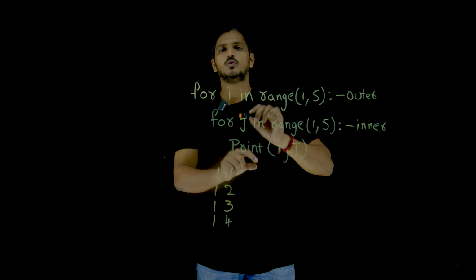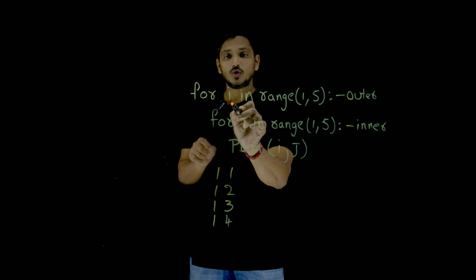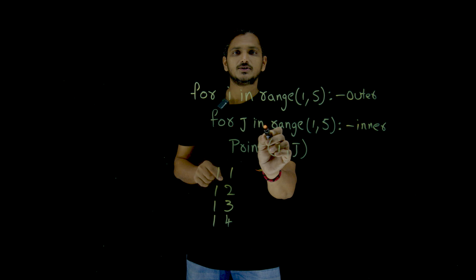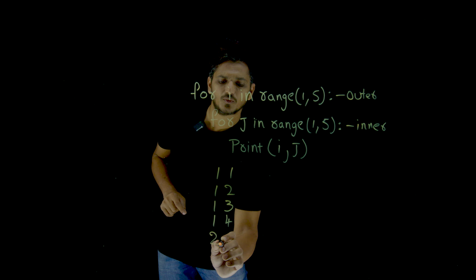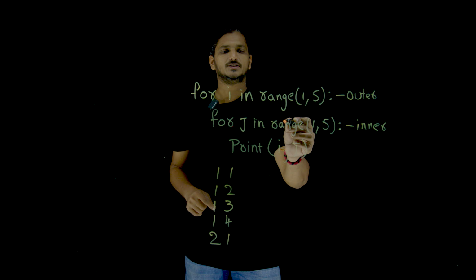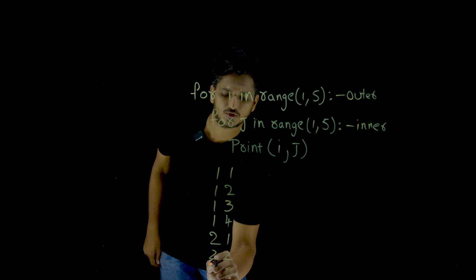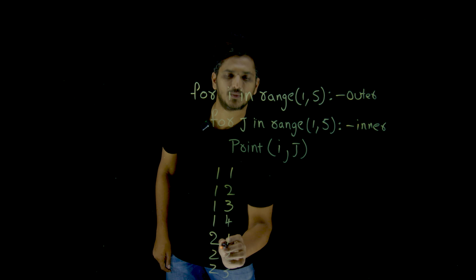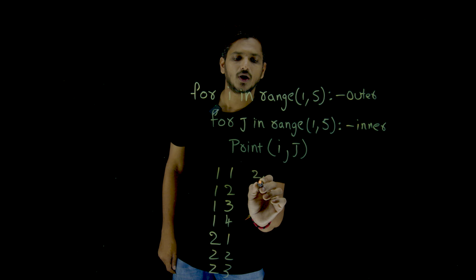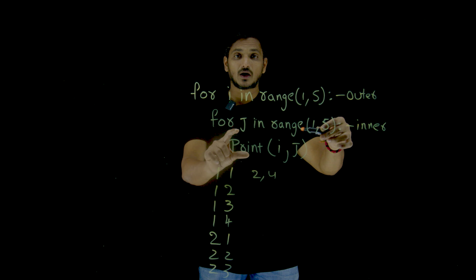Now go to the outer loop. Take i is equal to 2. With i is equal to 2, again this inner loop has to execute. So now for j is equal to 1, i is equal to 2, j is equal to 1, again print 2 comma 1. Again j is equal to 2, 2 comma 2. Again j is equal to 3, 2 comma 3. Again j is equal to 4, 2 comma 4. It is going to display 2 and 4. So this inner loop has been completed.